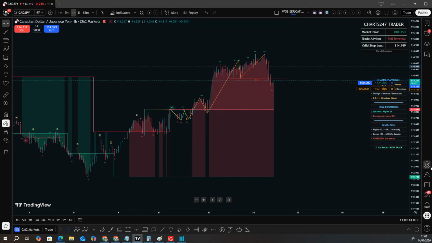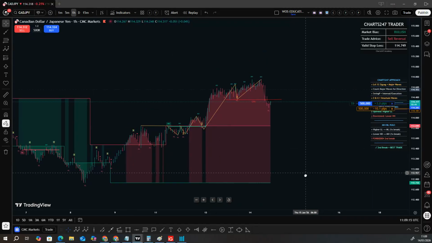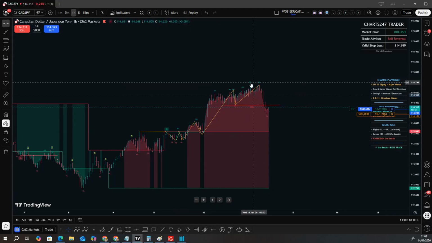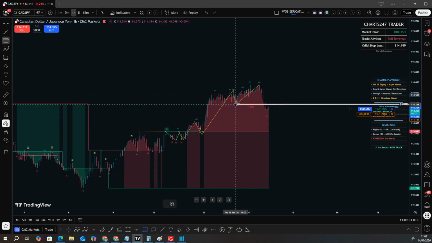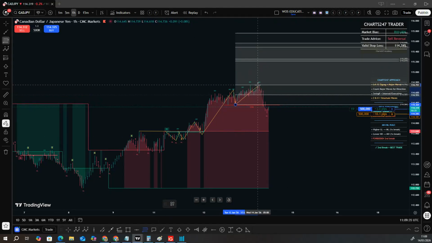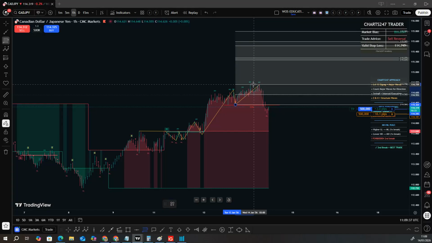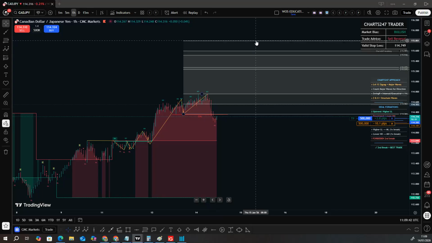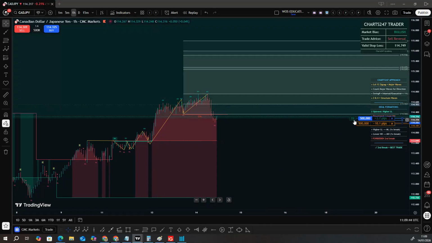A simple way of doing this is to look for a break above here and take profit, or if you want to stay with it, I'm going to measure from the momentum low that created the break. So the CADJPY has a lot of potential to the upside. This is the Russell target.